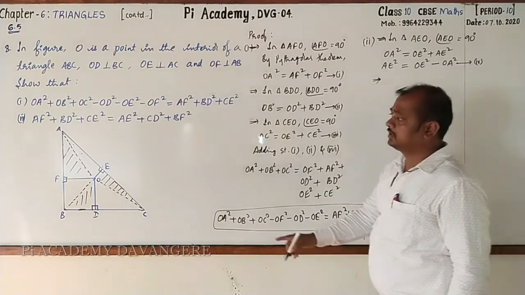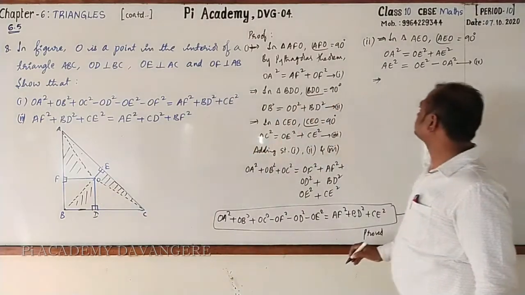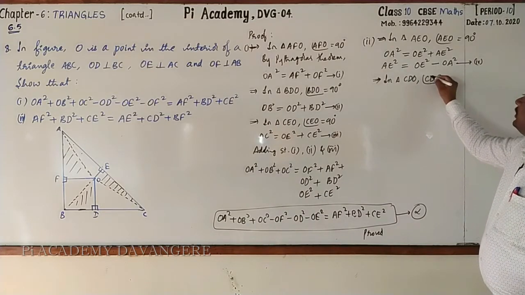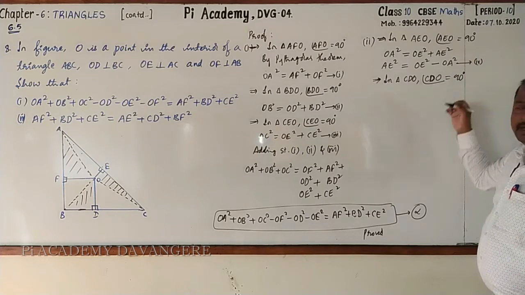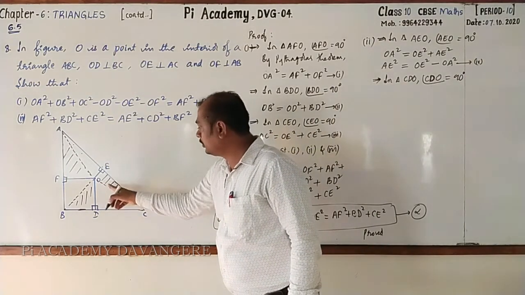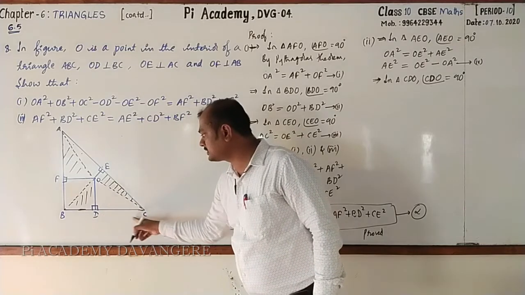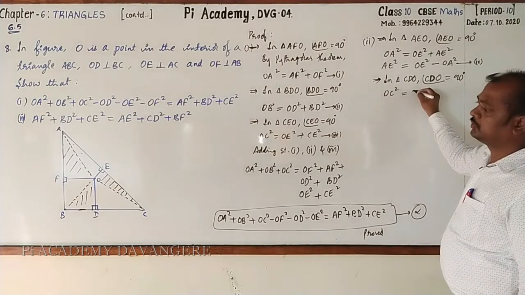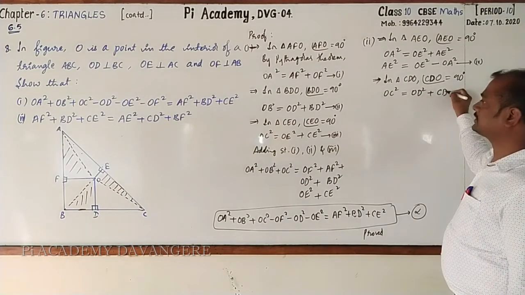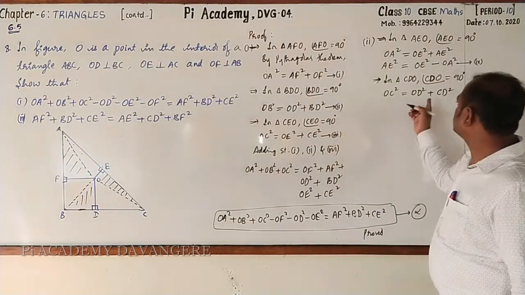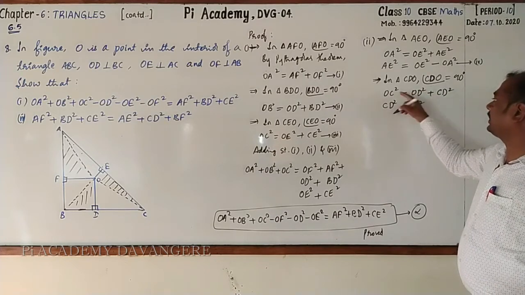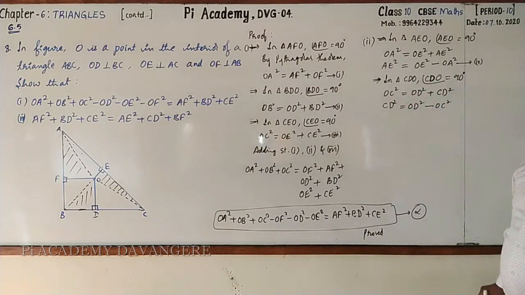Next, the second empty triangle, CDO. In triangle CDO, angle CDO equal to 90 degrees. Use Pythagoras theorem. Then how do you write? OC square equal to OD square plus CD square. We want CD square. Hence, I'll solve CD square. CD square equal to OC square minus OD square. Call this statement 5.